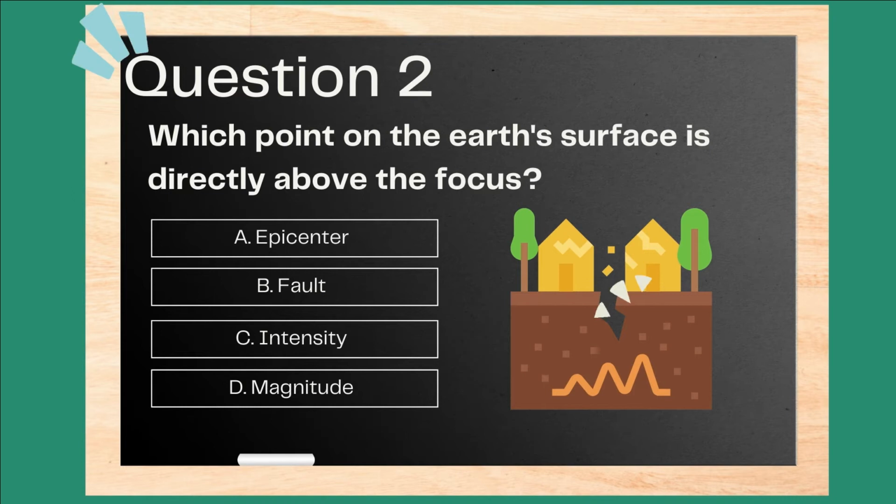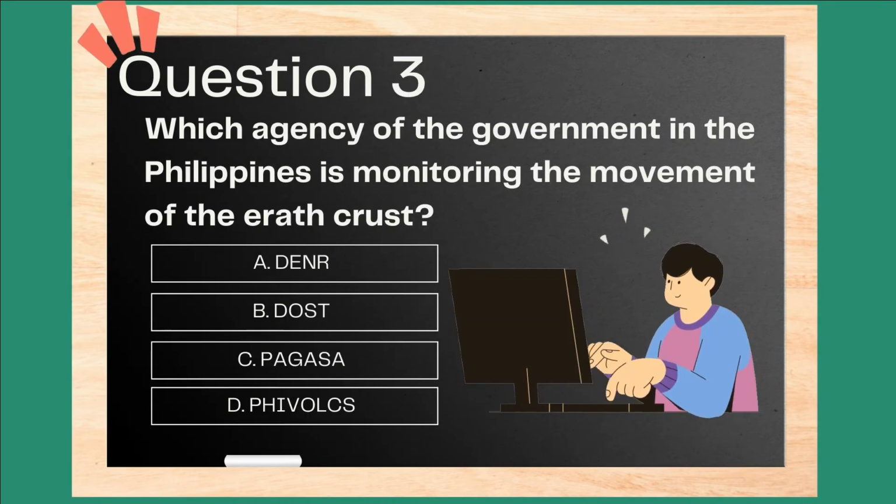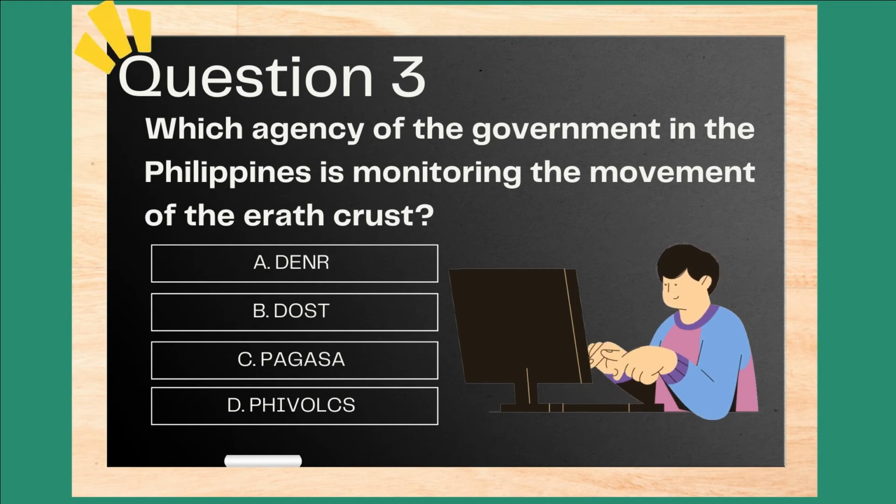What point on the Earth's surface is directly above the focus? A. Epicenter, B. Fault, C. Intensity, or D. Magnitude. Which agency of the government in the Philippines is monitoring the movement of the Earth crust? A. DENR, B. DOST, C. Pag-asa, or D. PHIVOLCS.